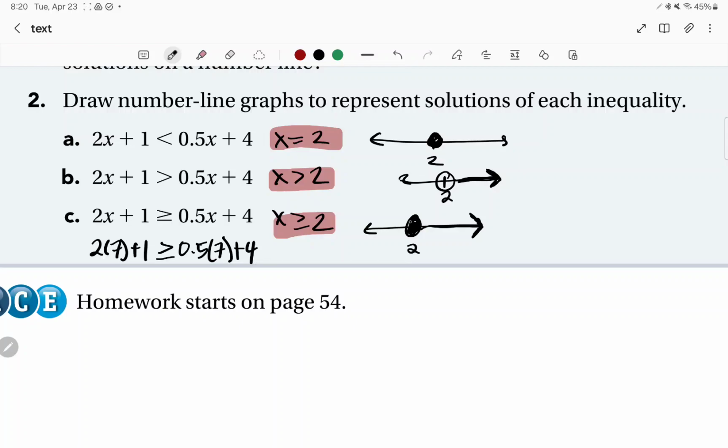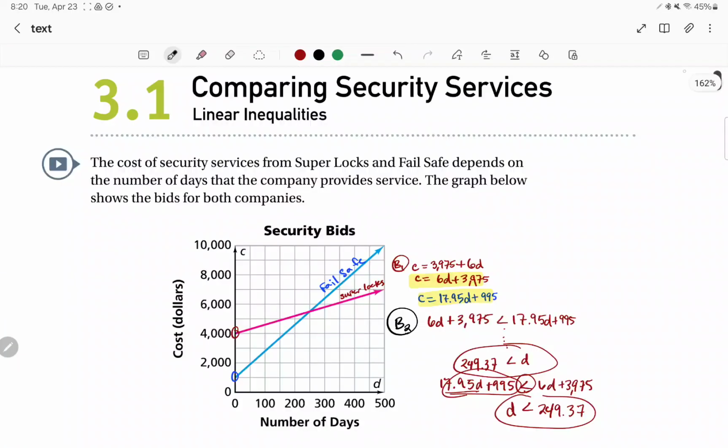But if I plugged in any value less than 2, like if I plugged in 1 here, then this would not be true. The right side would actually be bigger than the left side. And that is it for 3.1, comparing security services.